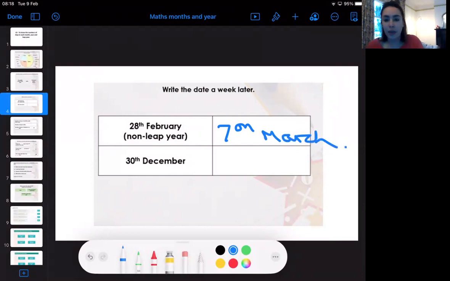The 30th of December. Can you remember how many days there are in December? There's 31 days. So if I'm counting on 7 days, I need to first of all go to the 31st of December, and then I'm into January. 1st of January, 2nd of January, 3rd, 4th, 5th, 6th. So a week after the 30th of December is the 6th of January.